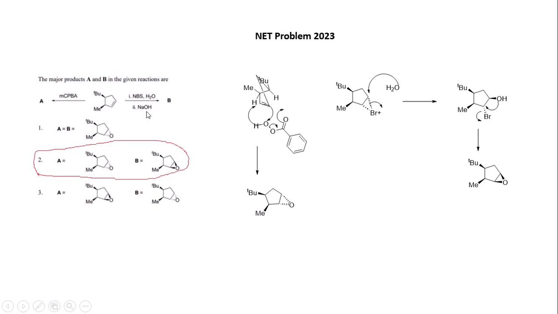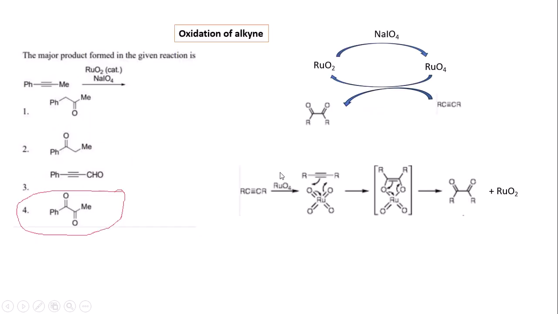But if we see that in presence of the NBS in water, the bromination takes place on the less hindered side, but the water is coming from the top side, and after that an SN2 type intramolecular reaction, we get the syn face of the epoxide product. So the given statement for the answer is true.